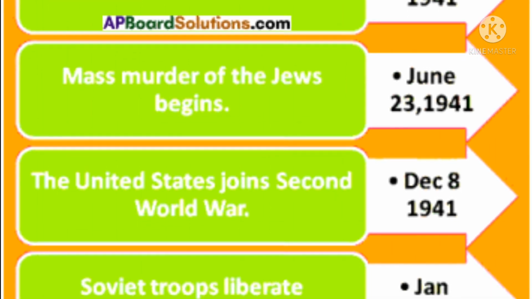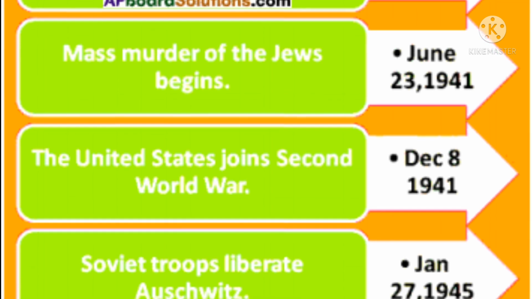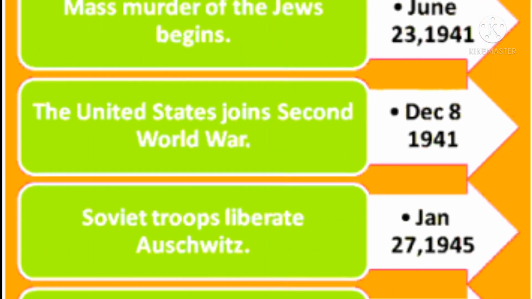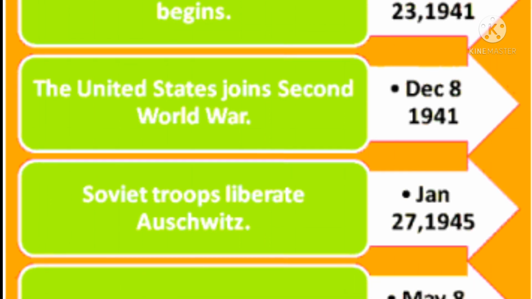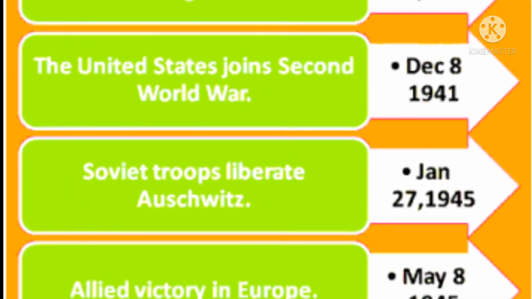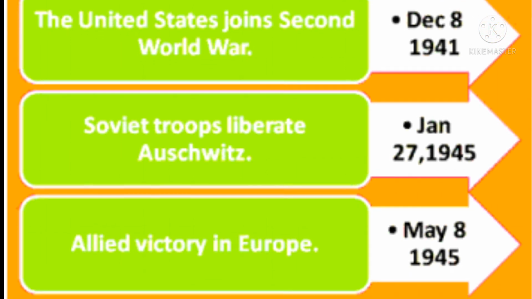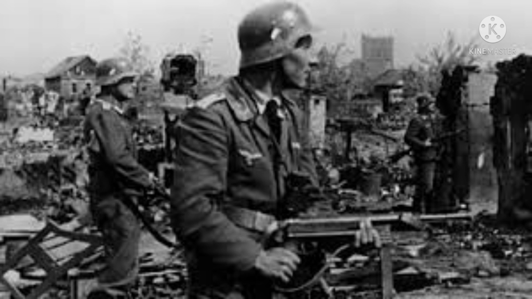Let us find out, following the timeline chart, what the main incidents were which occurred in 1941 in world history. Germany invaded the USSR. Second, mass murder of the Jews begins. Third, the United States joins the Second World War. Children, do you understand the timeline chart? Now let's go to another topic, the defeat and end.